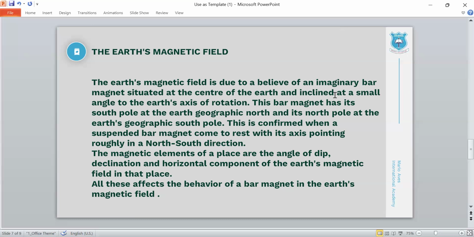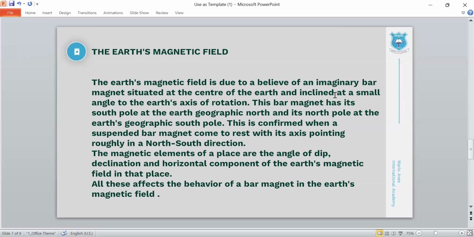The magnetic elements of a place are the angle of dip, the angle of declination, and the horizontal component of the Earth's magnetic field in that place. All these affect the behavior of a bar magnet in the Earth's magnetic field.